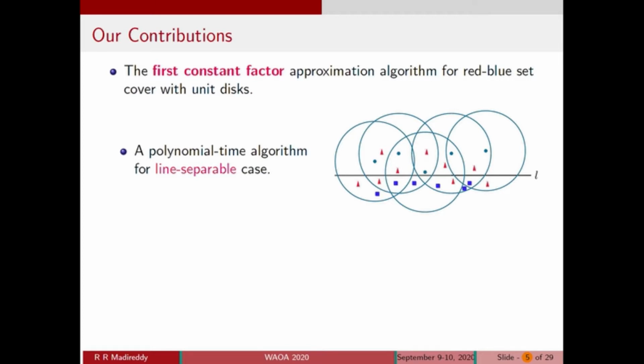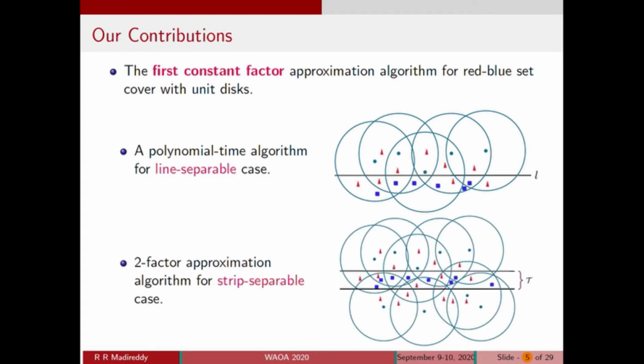Next, we consider another variation of the problem called the strip separable red blue set cover problem. In the strip separable red blue set cover problem, all blue points lie inside a horizontal strip and the disk centers lie on both sides of the strip, but red points can lie anywhere on the plane. We give a two-factor approximation algorithm for this strip separable case.